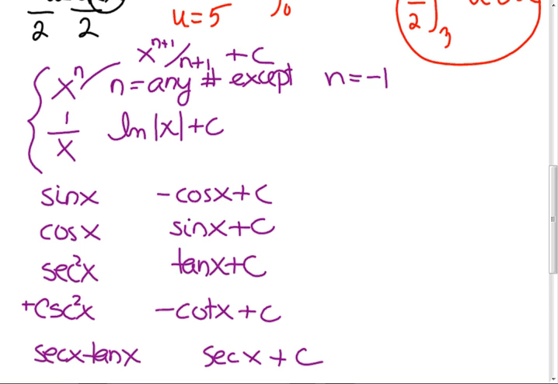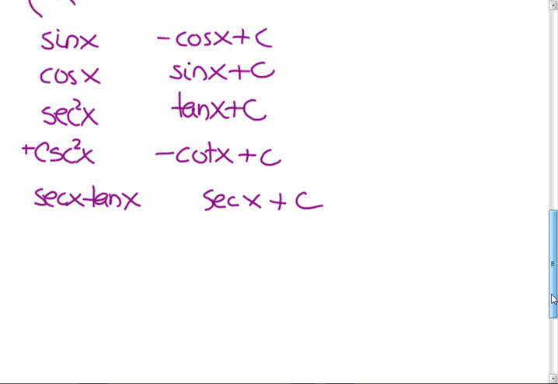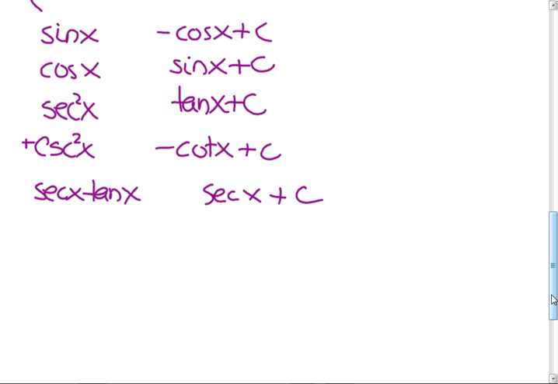Could have changed colors, but anyway, I didn't. What else do we have? Oh, we have cosecant cotangent, right? And you may see these. Well, if secant tangent is secant of x, then what do you think cosecant cotangent is?